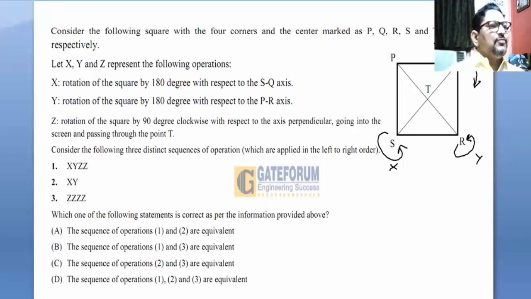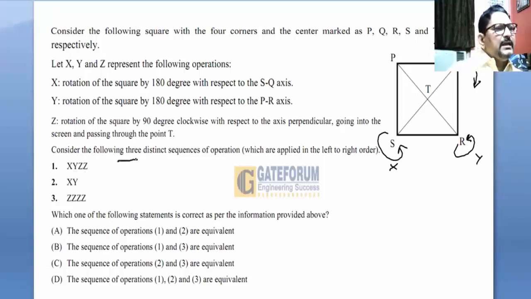Now consider the following three distinct sequences of operations which are applied in left to right order, which means first X, then Y, then Z, and then a second time Z. The second option is first X, second Y. And the third is 4 times you apply Z. So let us see X, Y, Z, Z, what will be the result.